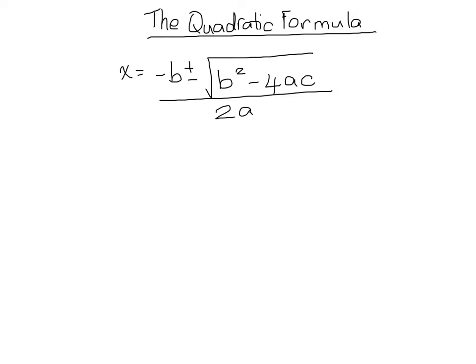x is equal to negative b plus or minus the square root of b squared minus 4ac all over 2a. That is the quadratic formula, and that's what we'll be exploring today in this video.